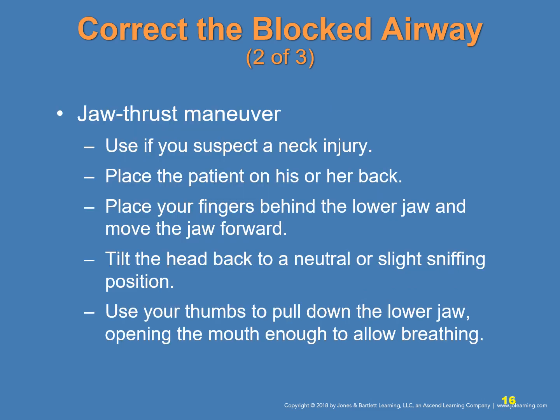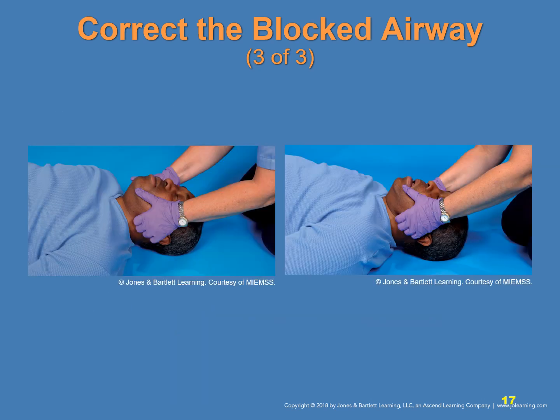Jaw thrust maneuver. Use this technique if you suspect a neck injury. Place the patient on his or her back, kneel at the top of the patient's head, place your fingers beside the angles of the patient's lower jaw, and move the jaw forward with firm pressure. Tilt the head backward to a neutral or slight extension position. Use the thumbs to pull down the patient's lower jaw, opening the mouth enough to allow breathing through mouth and nose. The jaw thrust maneuver should open the patient's airway without extending the neck.